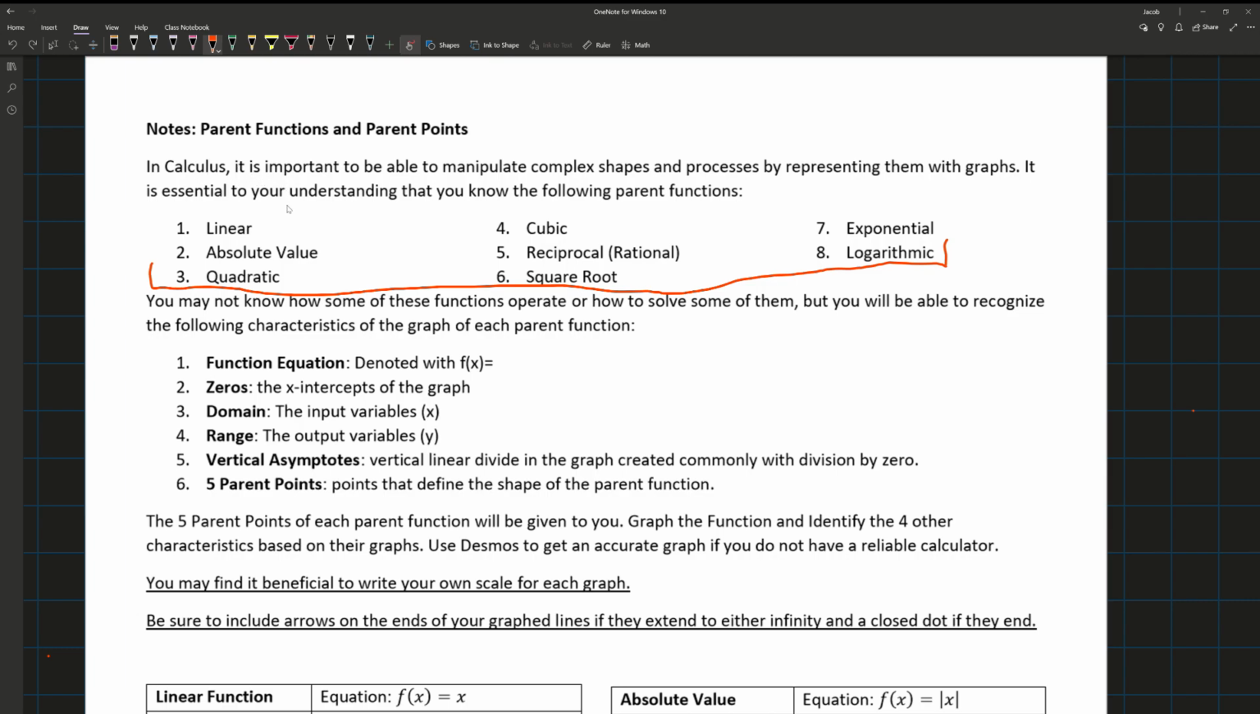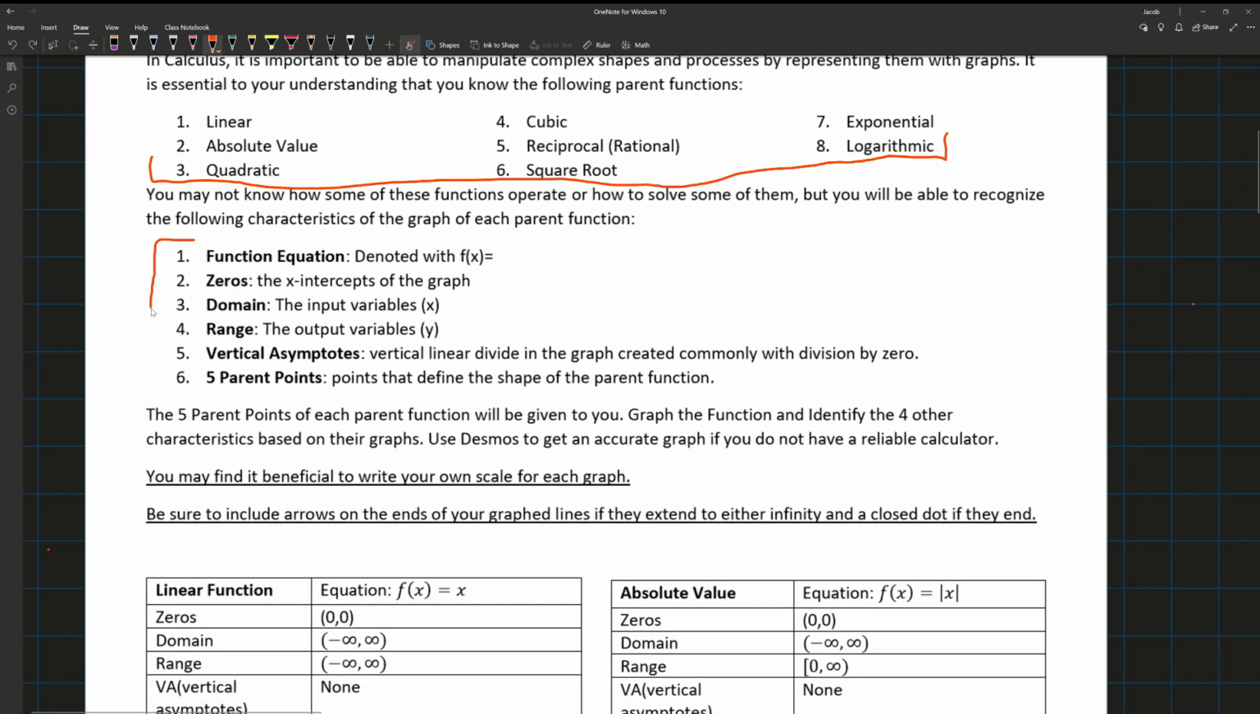In calculus, it's important to be able to manipulate complex shapes and processes. So we go over these parent functions, these 8 listed here, so we know how to manipulate them. The characteristics we need to know for each of those parent functions are the following. The definitions are noted here.